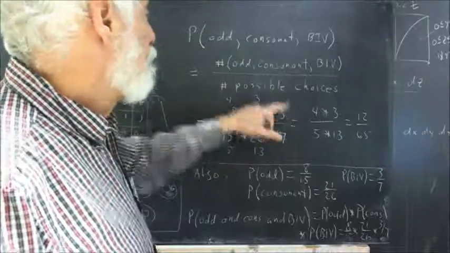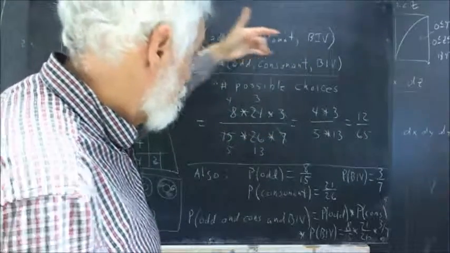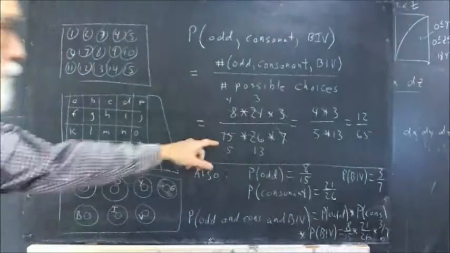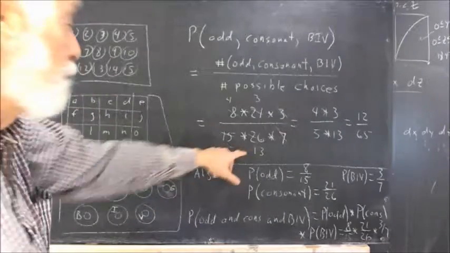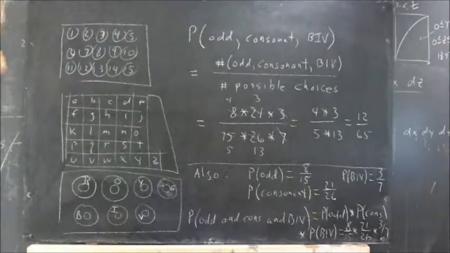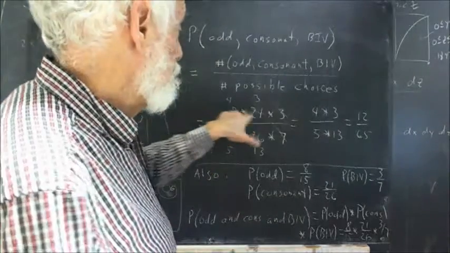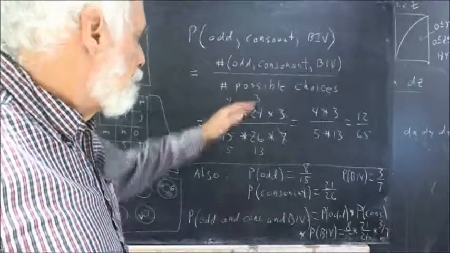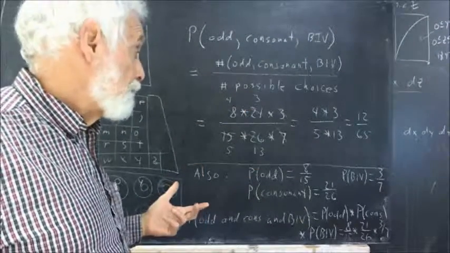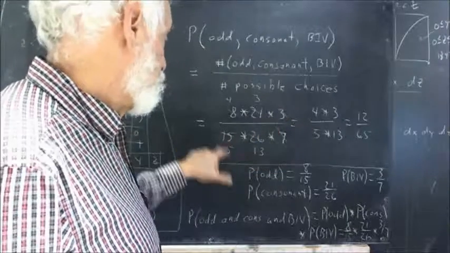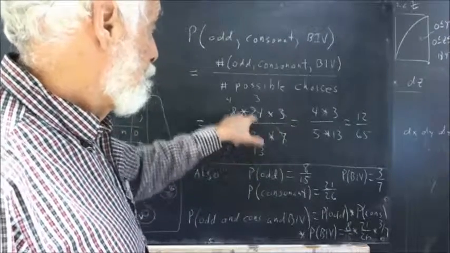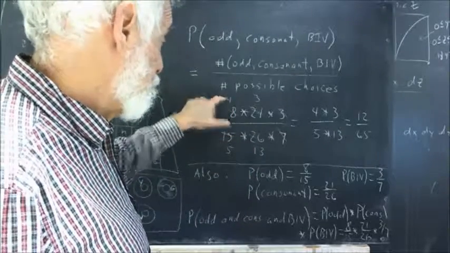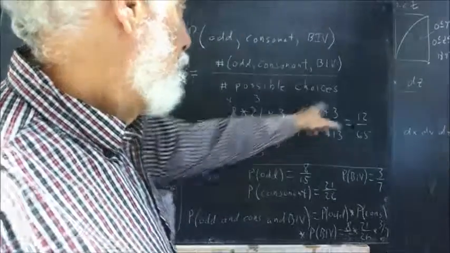So that's the number of ways to get the desired result. That's out of 15 times 26 times 7, 15 balls that we could have chosen, 26 letters, 7 rings. So we can divide 8 times 21 times 3 by 15 times 26 times 7. Now these numbers don't necessarily all divide out, but 3 goes into 15 5 times, 7 goes into 21 3 times, and 8 over 26 we can reduce by dividing by 2. We get 4 here, 13 here. It gives us manageable numbers over here.